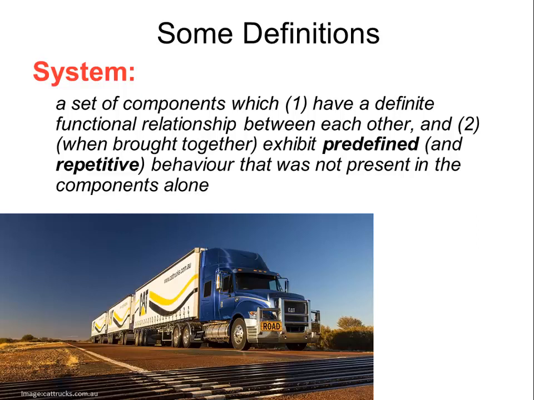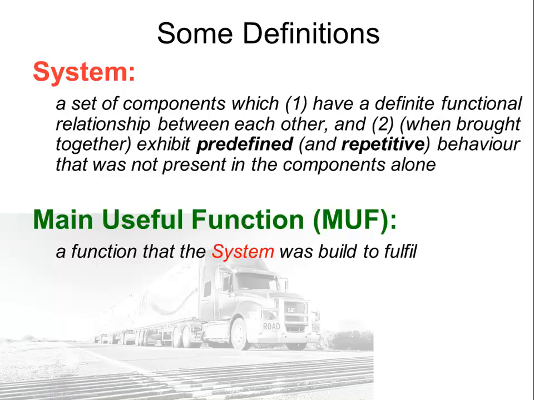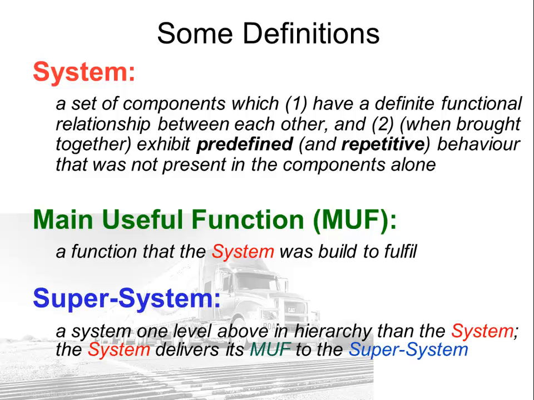The road train, shown in the picture, is an example of a system that, among other components, contains a powerful truck tractor unit and 3 semi-trailers. The main useful function of the road train is to deliver cargo. The supersystem or the superior system of the road train is the transportation system. Having clarified these definitions, we are ready to learn the situation analysis heuristic now.